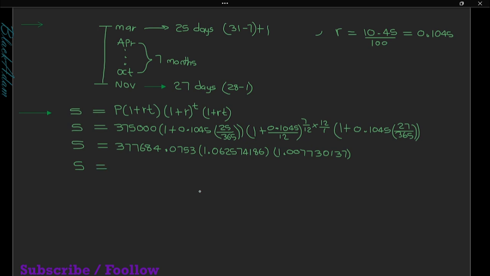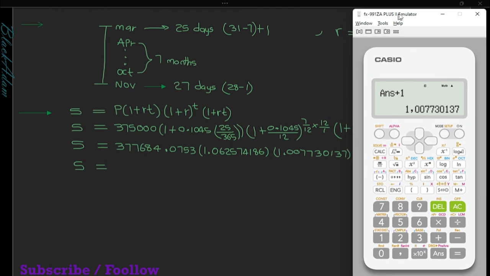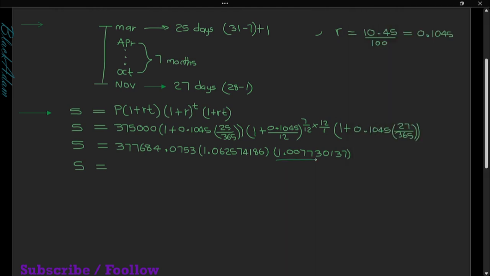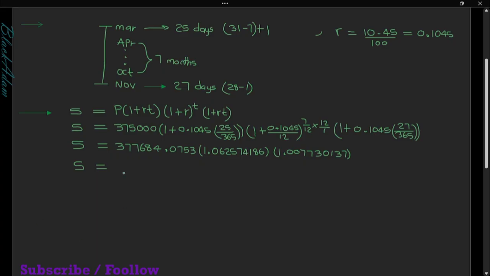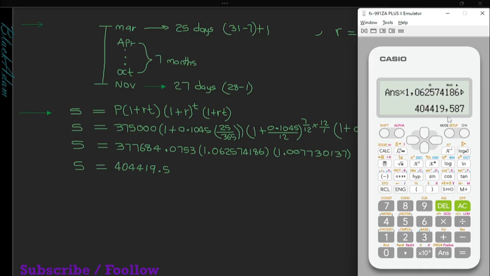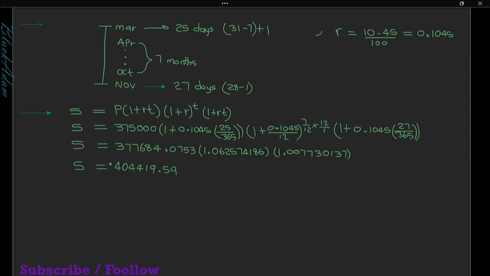Now it's simple math, so we just multiply all of that. We already have the last part, 1.0077, then multiply by 1.0625, and so forth, and then multiply by 377,684.07. So our final answer gives us 404,415.59. That's our amount.